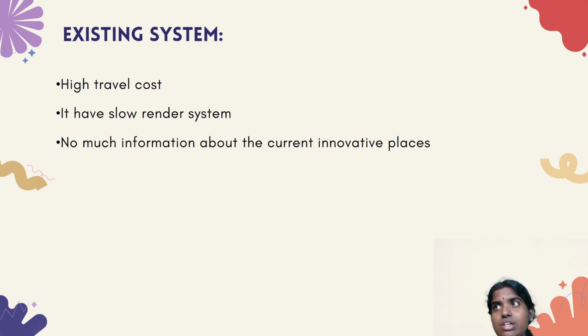Clear with this? For example, everything happens manually. Whenever a tourist visits, he is going to see what all the available places are. When he wants to book some tickets, what is the source and what is the destination? Everything happens manually. All these are the disadvantages of my existing system.